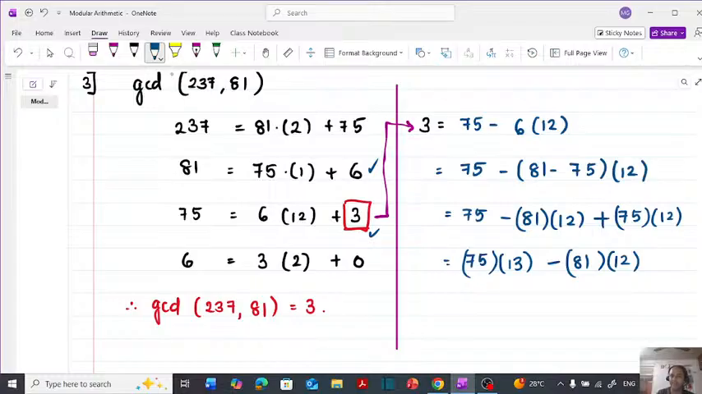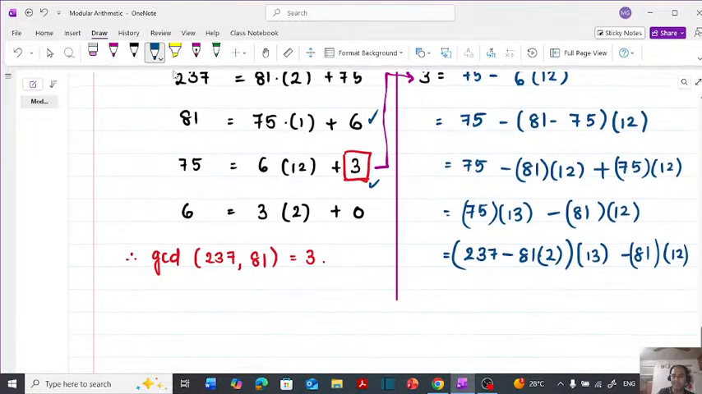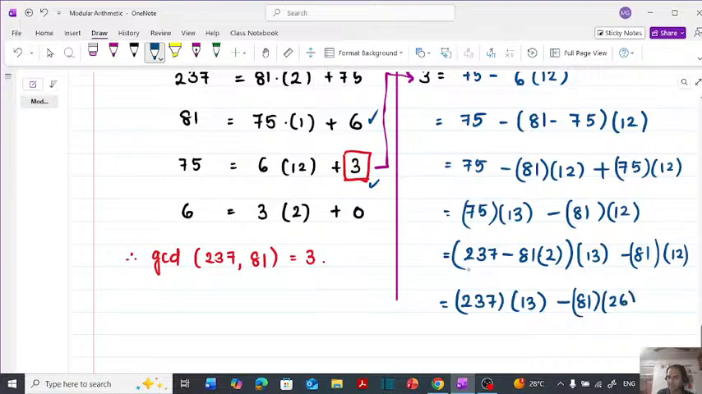Now we go for the 75 equation. So for the 75 one, how will you get it? It is 237 minus 81 times 2, into 13 minus 81 times 12. Now on reversing all this, we get this. So what is this? 237 into 13 minus 81 into 26 minus 81 into 12, ये ऐसे करना है, बराबर?